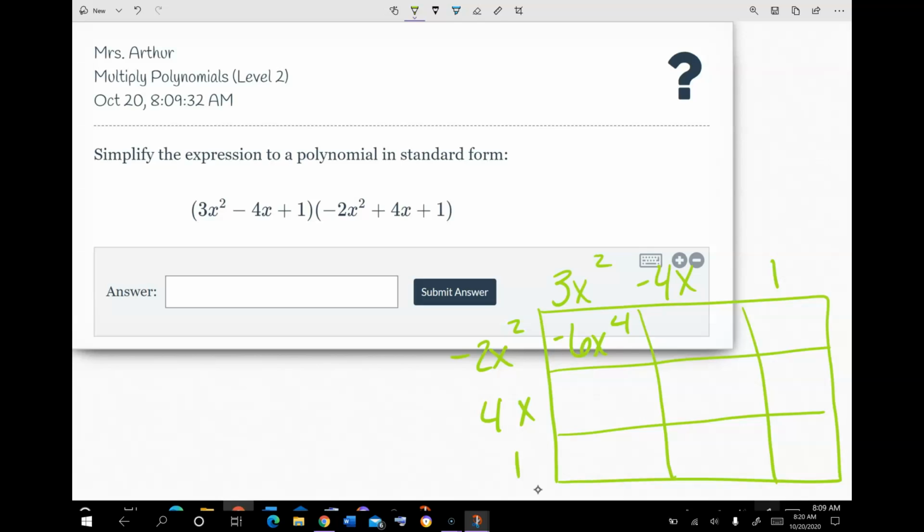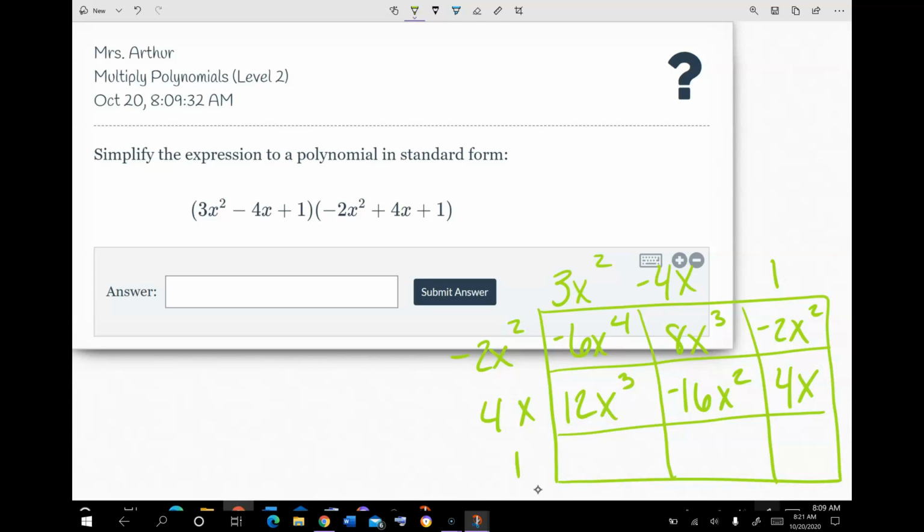Okay, do it again, next row. So 3x squared times 4x is going to give me 12x cubed. Negative 4x times positive 4x will give me a negative 16x squared. And then 1 times 4x is going to give me 4x. Next row. And the next row is just being multiplied by 1, so it's just going to be what it is. Okay? All right.